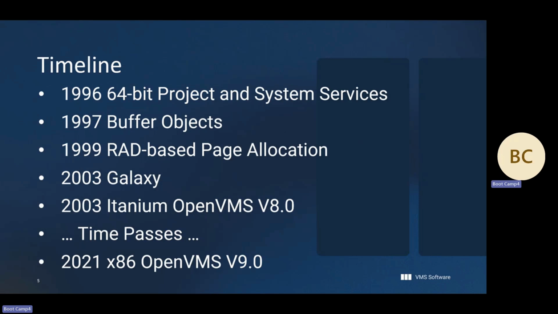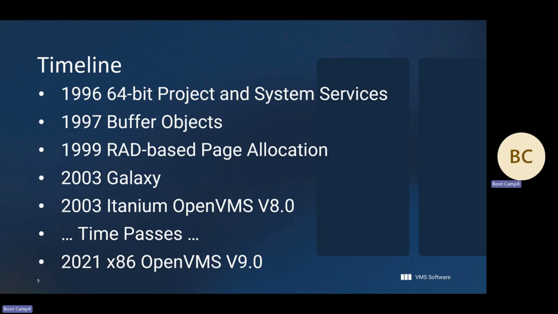In 2003, Galaxy came on, which allowed multiple instances of VMS on the same hardware platform. Now, these were not virtual machines in any sense. They were running on the bare hardware, but they were compartmentalized. In 2003, we also brought out version 8 for the Itanium. And then time just kind of drifted on, and Digital, Compaq, HPE.